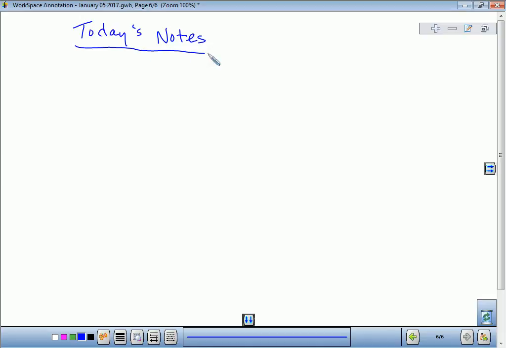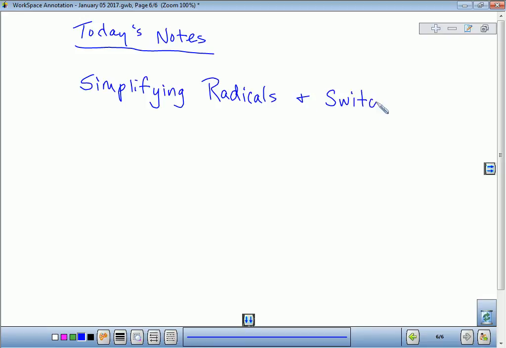Off today: simplifying radicals, and switching between rational exponent and radical form.